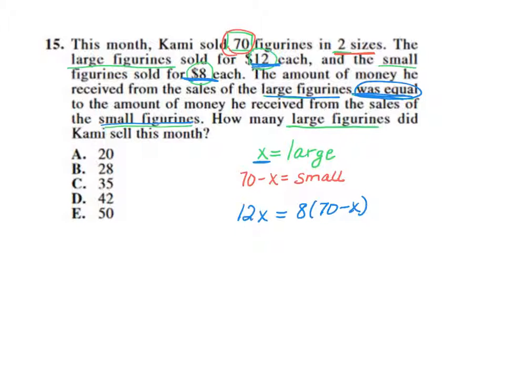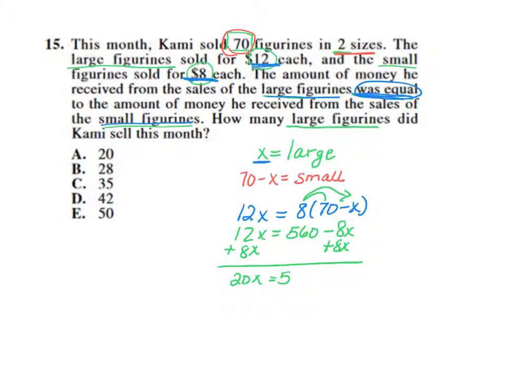Now multiplying, I would simply distribute. So I'm going to have 8 times 70, which is going to give me 560. Don't forget to take 8 times negative X, which is a negative 8X. Now we're going to take the negative 8X to the other side, so I have to do the opposite, which would be to add the 8X. When I do that, on the left-hand side of my equal sign, I have 20X equals 560. I'm solving for X, so I need to undo my times 20 by dividing each side by 20. And 560 divided by 20 will give me 28.